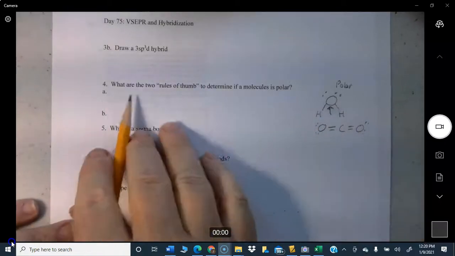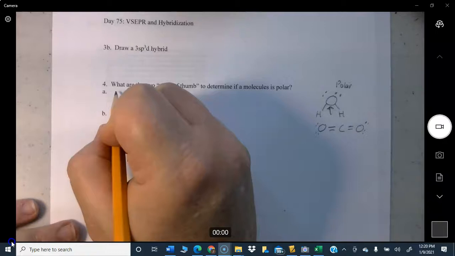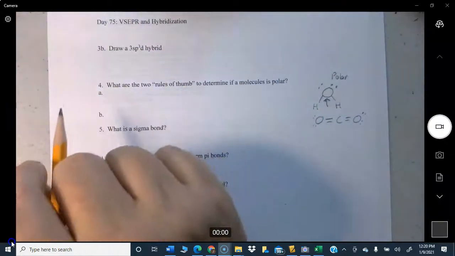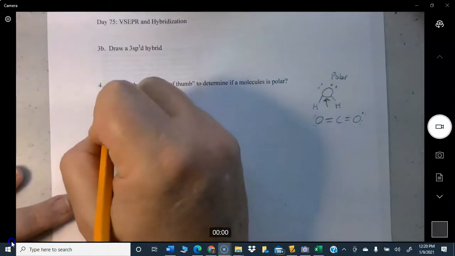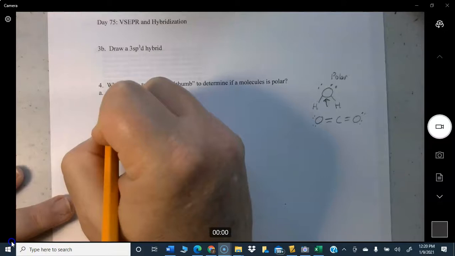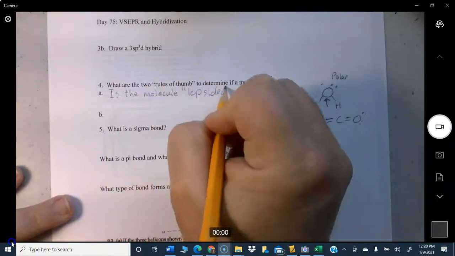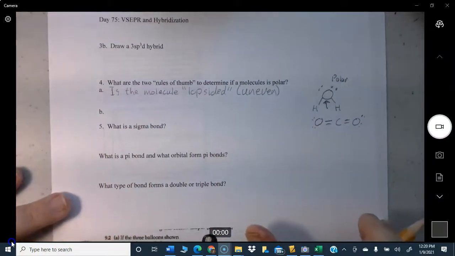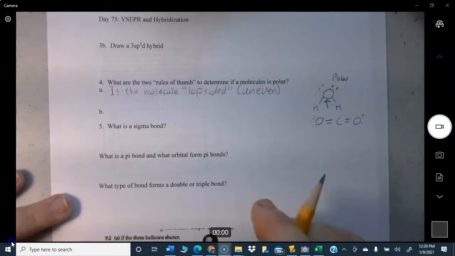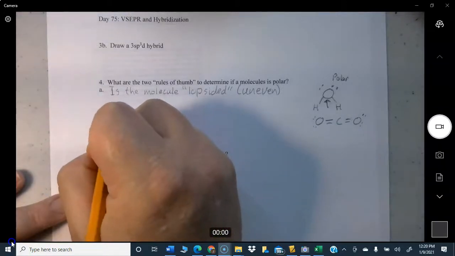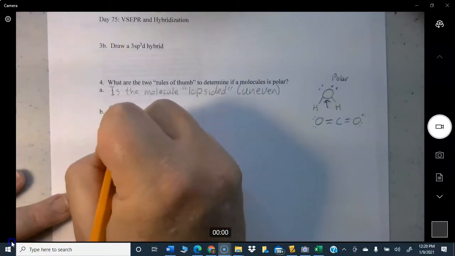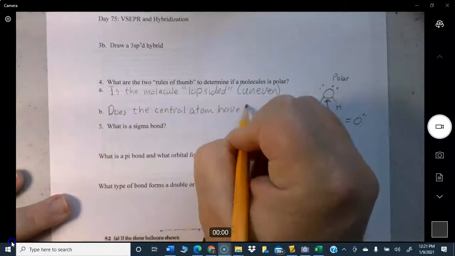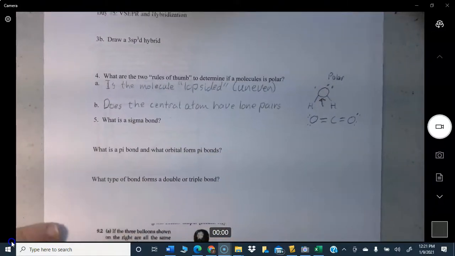All right, so the 2 rules of thumb are, these are just rules of thumb, but they generally will be pretty accurate almost all the time. Is the molecule lopsided? Is it uneven? The second one is, and this is almost always true but not quite, does the central atom have lone pairs?